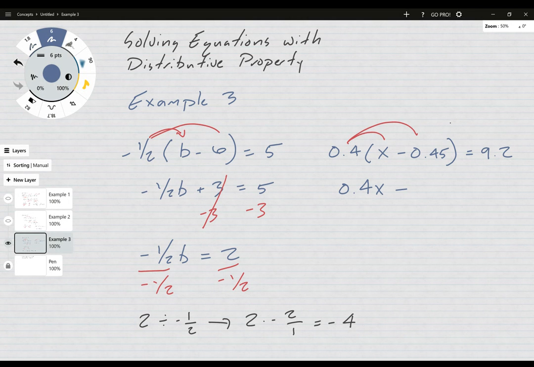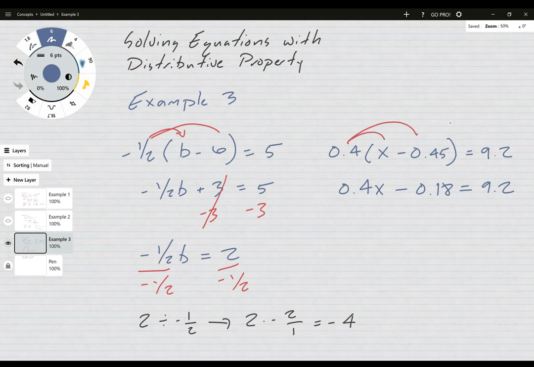I have a positive multiplied by a negative, so it's going to be negative. 4/10 multiplied by 45/100 is going to be negative 18/100, equals 9.2. You can use a calculator for these because I know some of the calculations for decimals and fractions can be a little tedious if you're doing it on paper.